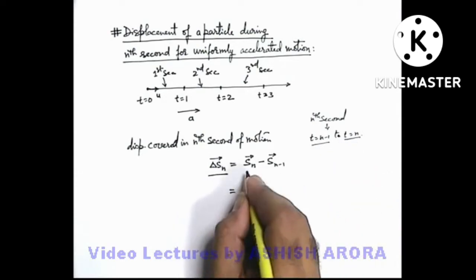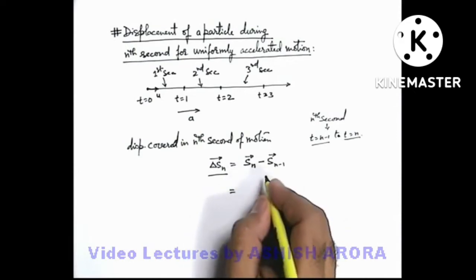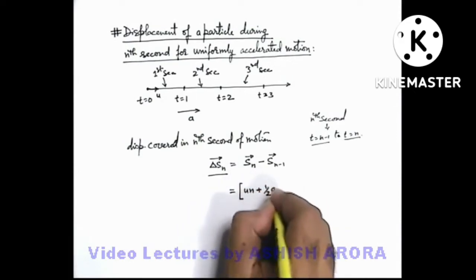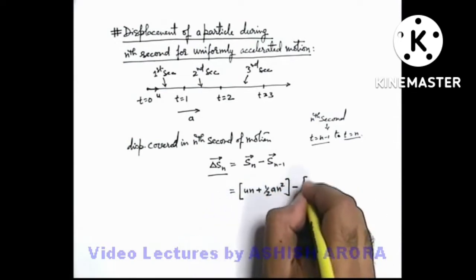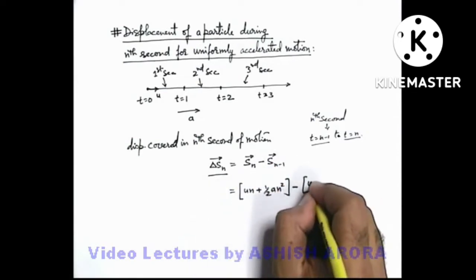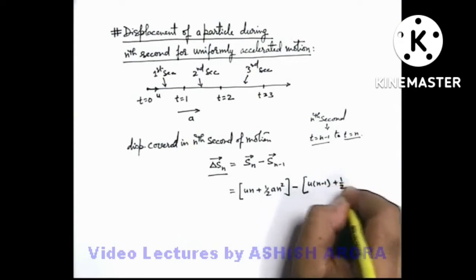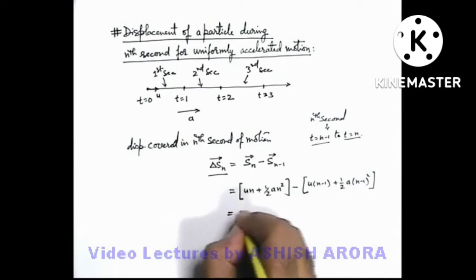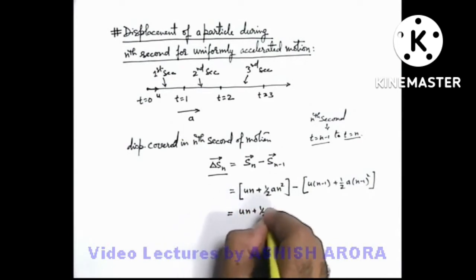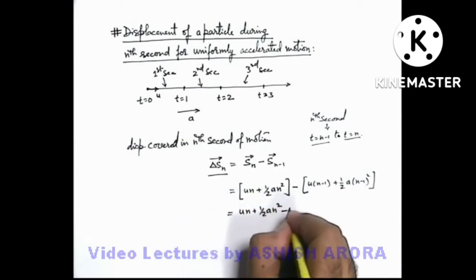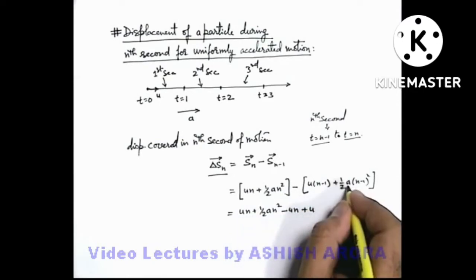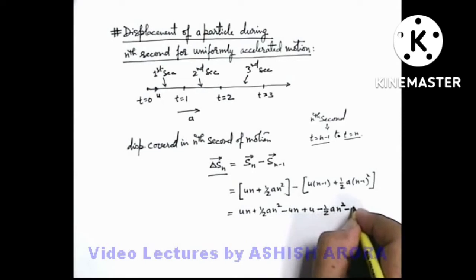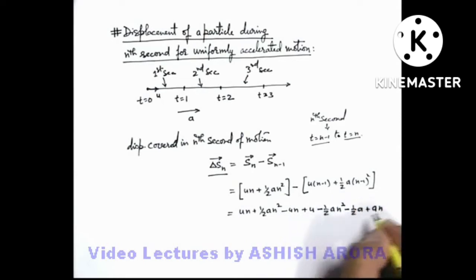So this can be easily calculated by speed equation number 2, that is ut plus half at square. For the nth second, we can write un plus half an square minus, we subtract the displacement up to n minus 1 seconds, that is u into n minus 1 plus half a into n minus 1 whole square. When we open this term, we'll get un plus half an square minus un plus u, then we are getting minus half an square, then minus half a plus an.